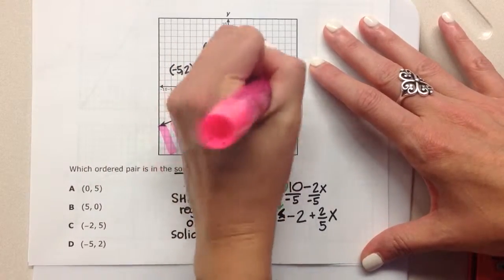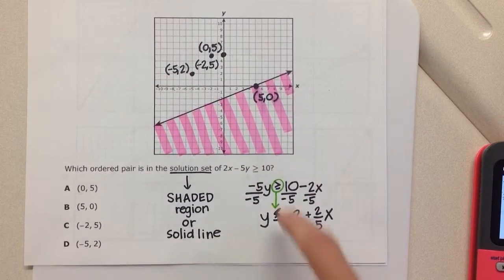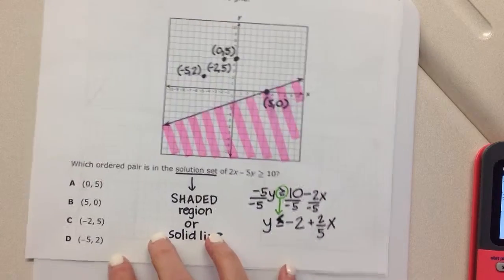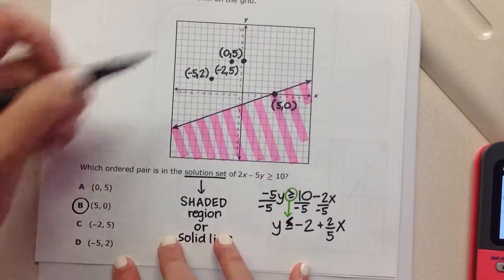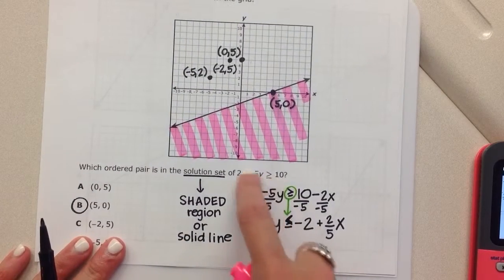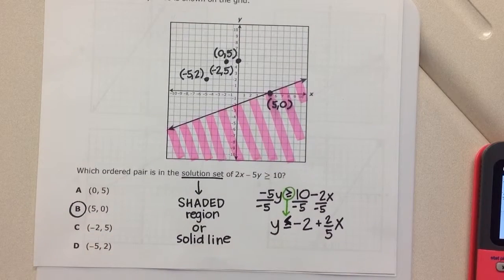So I'm going to shade down from this graph line because that would be less than. And so now I'm looking to see which ordered pairs are in the shaded region or on the solid line because I have a solid line, and the only point that matches that is 5, 0. These 3 points are not in the shaded region. They would be if you're looking at greater than, but remember, you have to make it y equals mx plus b, and you have to check for flip-flop first.